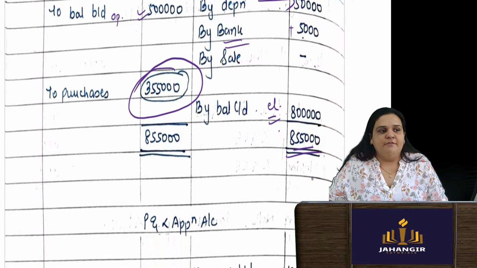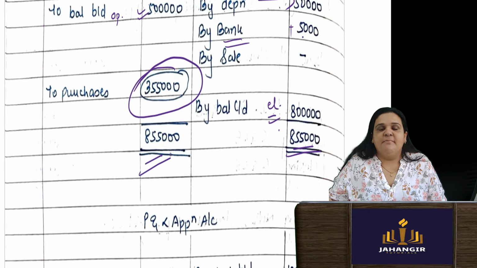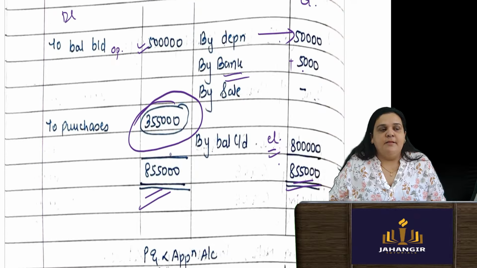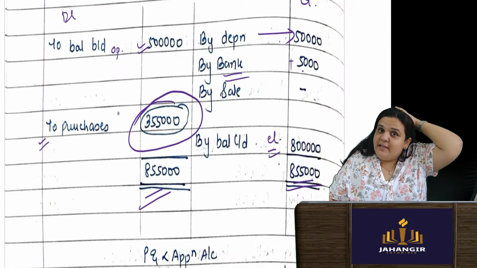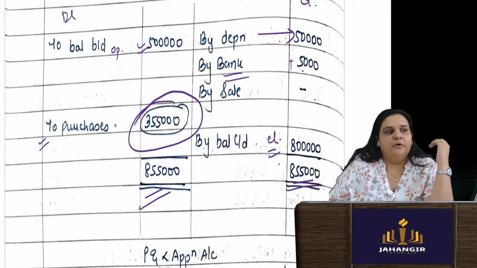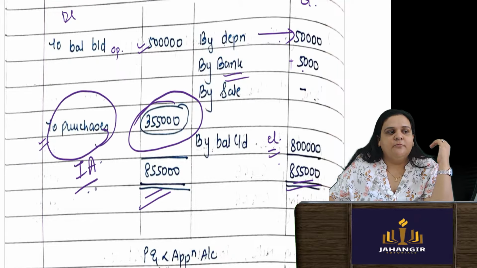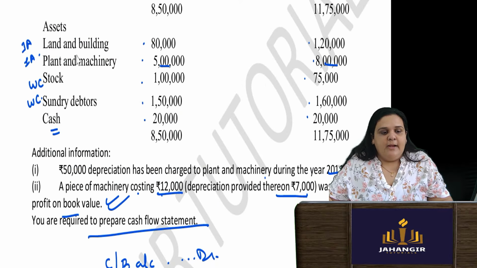5,000 plus 50,000 plus 8 lakhs. 8 lakh 55, 8 lakh 50. There is a credit balance. That means there is a purchase of machinery happened. Purchase to the extent of 3,55,000. Okay, so this purchase will go in what? Investment activity now. Right, so my plant and machinery, I am done.